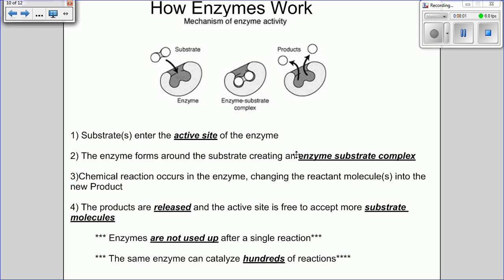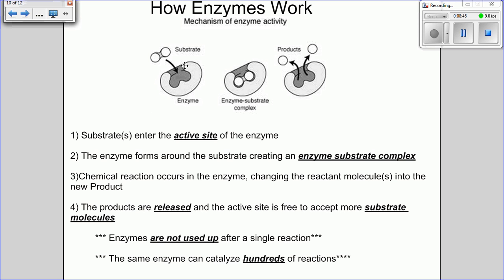Once that happens, a chemical reaction occurs in the enzyme that changes the reactant molecule into the product. So you've got the enzyme forming around the substrate here, and then a chemical reaction occurs, which ends up breaking the bond between the dimer, and now you have two monomers released as your product. The products are released, and the active site is now free to accept more substrate molecules. So once this is released, your active site goes back to normal, and another substrate can come in, react, and release. This happens over and over again.